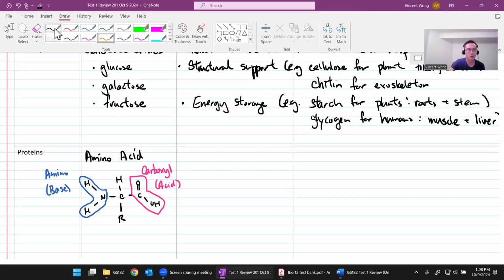And there are actually 20 different amino acids. They all have the same core structure like this. But what makes them different from one another is the side chain. Some have a hydrophobic side chain, some have a hydrophilic side chain. Some are positively charged, some are negatively charged. So different side chains give the amino acid different properties. And we can connect the amino acids together through dehydration synthesis.